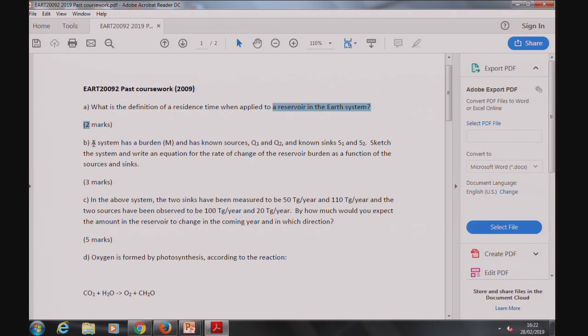Right, so question B. A system has a burden M and known sources, which are Q1 and Q2, and known sinks S1 and S2, and it's asking you to sketch the system and write an equation for the rate of change of the reservoir burden as a function of sources and sinks. So with this one, the diagram's fairly straightforward.